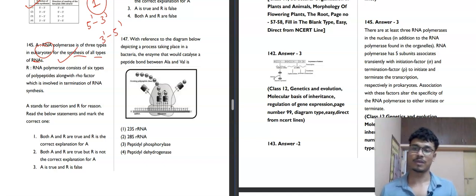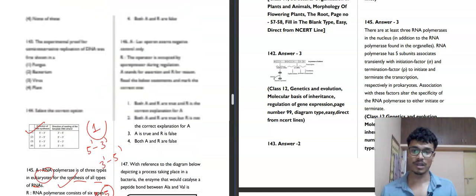And then the statement says RNA polymerase consists of 6 types of polypeptide. This is not correct. RNA polymerase contains 5 types of polypeptide, along with the rho factor, which is involved in the termination of RNA synthesis. So this statement is incorrect, and this doesn't have the rho factor involved. So this is totally incorrect. The assertion is correct, but the reason is false. The third option is our correct answer.